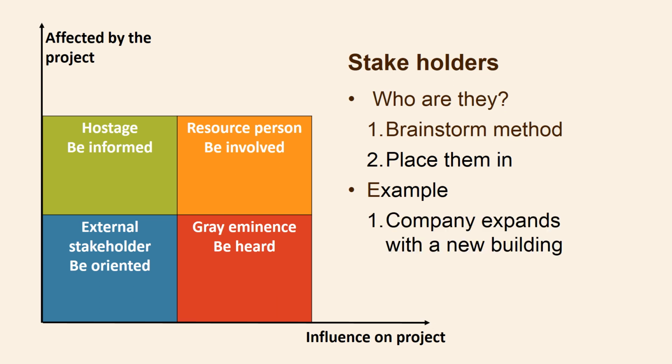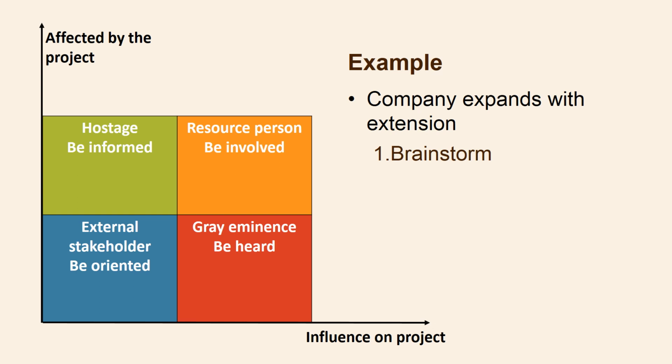A company is going to expand its production capacity by means of a new building. The list of stakeholders covered in this brainstorm is not comprehensive. We mention only 4 stakeholders, but in reality, you will have many more stakeholders. The company employs salespeople who work from their own home address. They visit the company once or twice a month. The project has no importance for their work. They only need to be oriented.